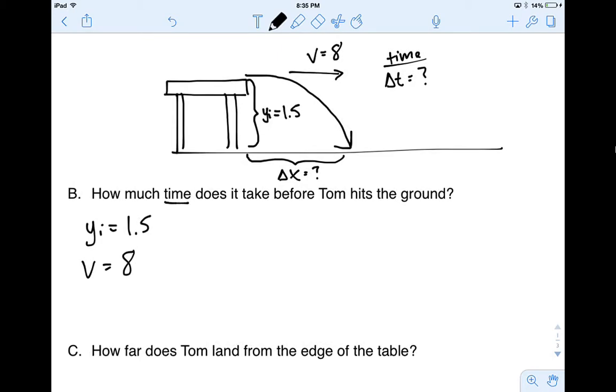So how much time does it take? Well, that sounds an awful lot like delta t. So delta t is my question mark. This right here is a great way to start. Write down what you know. Write down what you're trying to find. Now you can pick an equation to use.